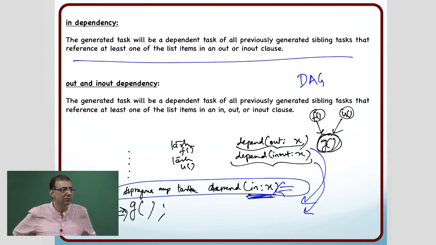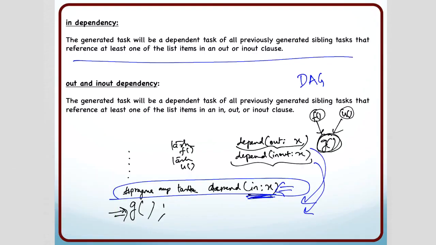But this is quite intuitive, that if the programmer launched a task first and launched a task later, and if he had an out, something he was trying to write out in the first task and something he was trying to consume in the second task, then he wanted that dependence, right? So you don't want to execute these in parallel. Yeah, what does the second dependency say? It says that the generated task will be a dependent task of all previously generated sibling tasks that reference at least one of the list items in an in, out or in out clause.